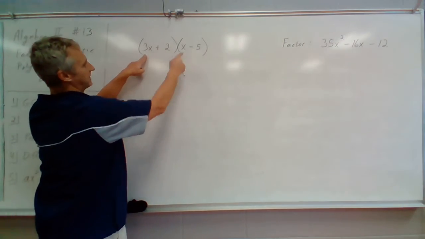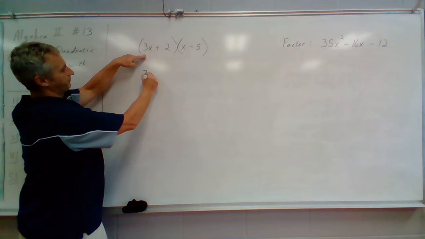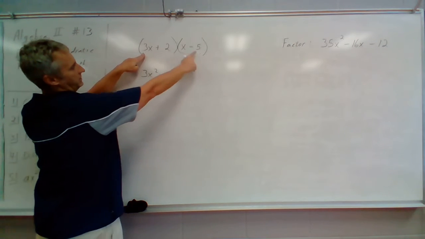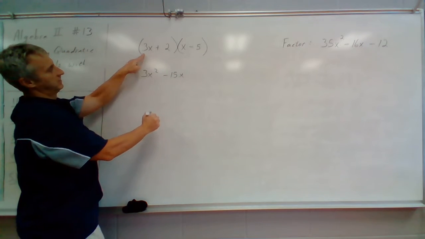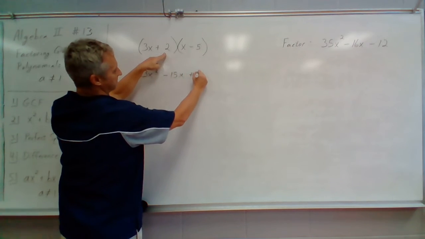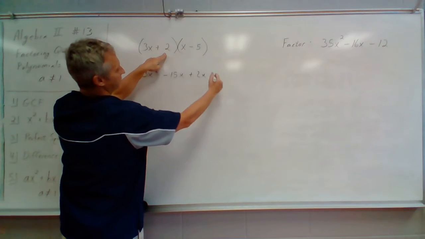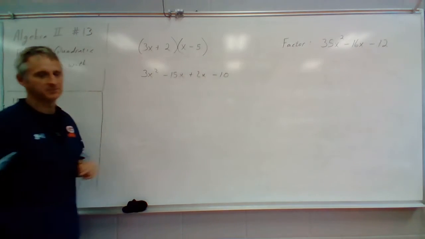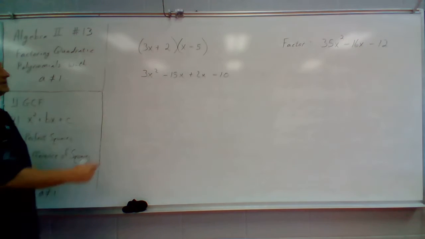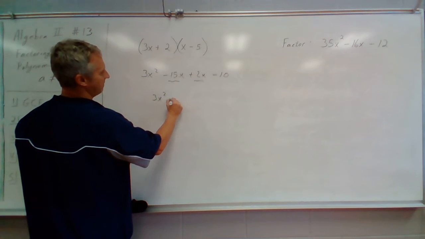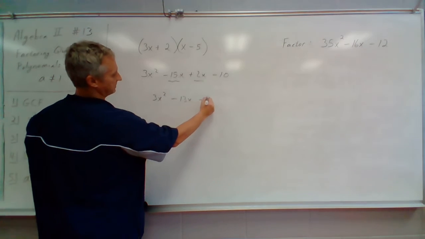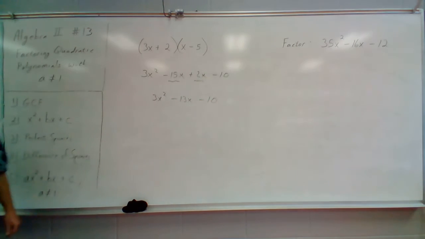So if I multiply this, I get 3x squared. Then I multiply these, I get minus 15x. Multiply these two, and I get plus 2x. Multiply these, I get minus 10. Combine the like terms, and I get 3x squared minus 13x minus 10.